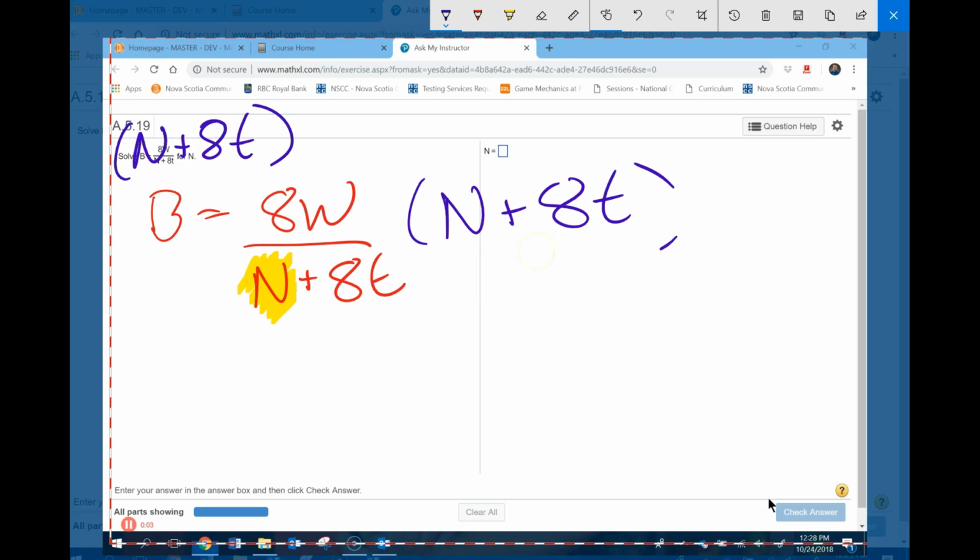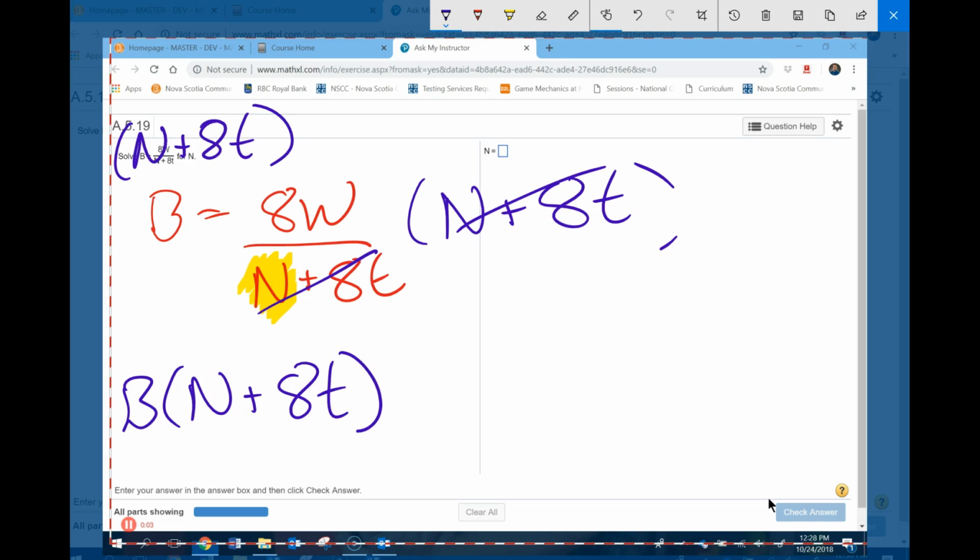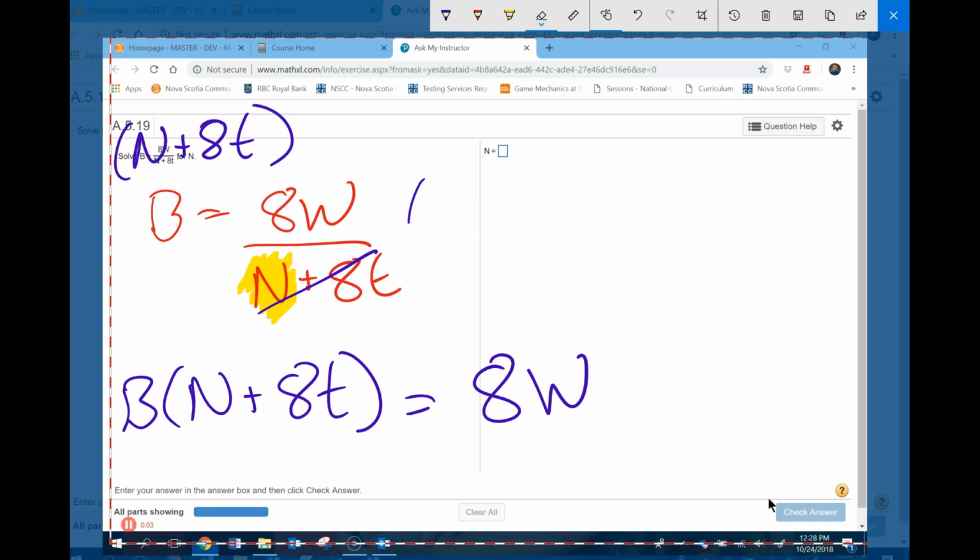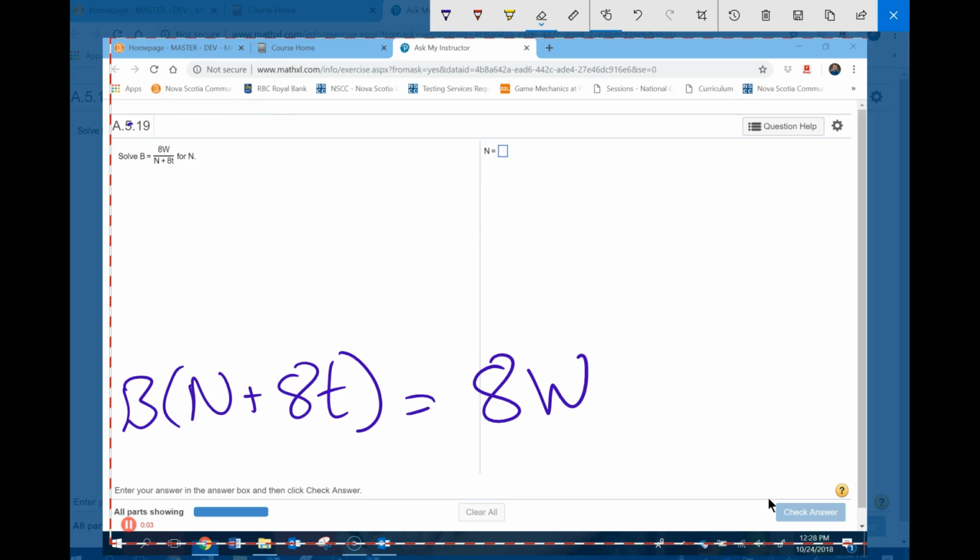Here on the right, this is going to cancel, right? Anything divided by itself is gone. On the left, we have b bracket n plus 8t. Looks complicated, but I'm literally just writing it as it is, and that equals 8w. So there's our first step. And now we're going to go after our n.